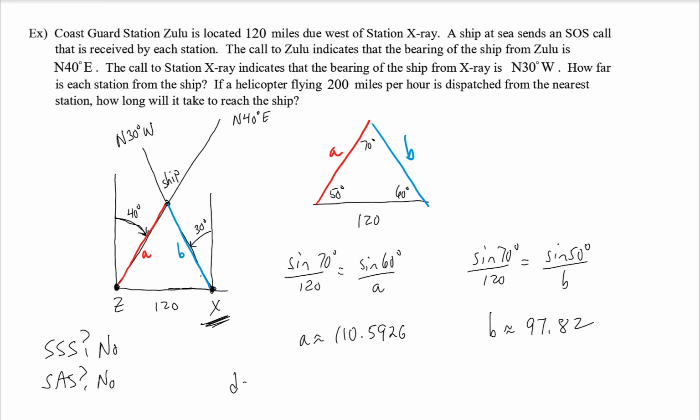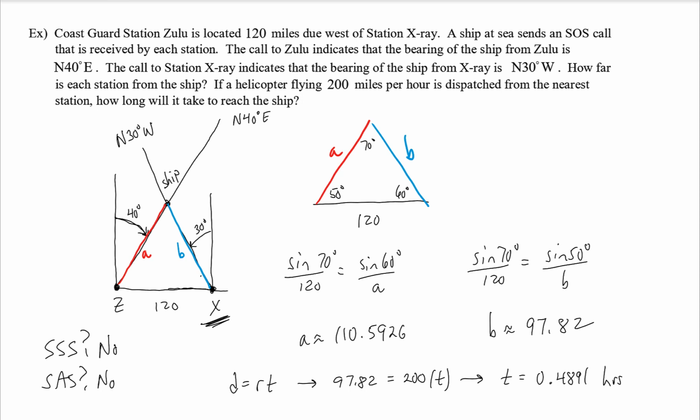Well, we know that distance is speed times time. So that implies that 97.82, that's miles, equals 200 miles per hour times time. So that implies the time, this is in miles, this is miles per hour. So, again using a calculator, 97.82 divided by 200. It's going to take about 0.4891 hours.